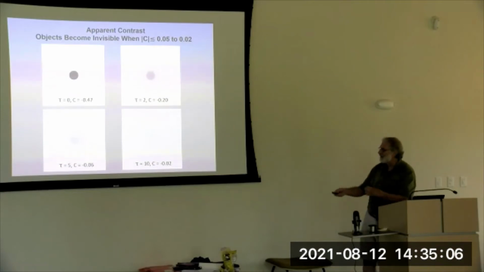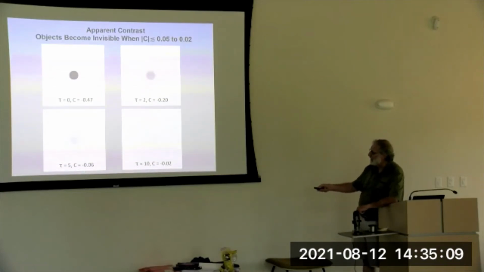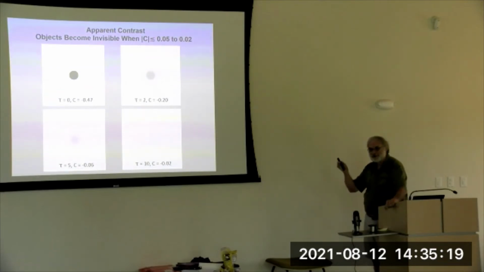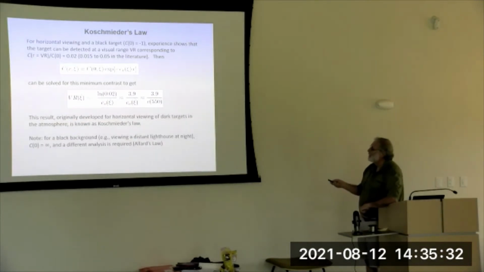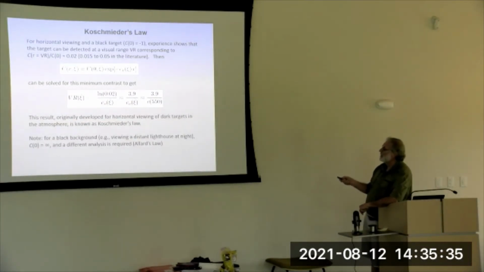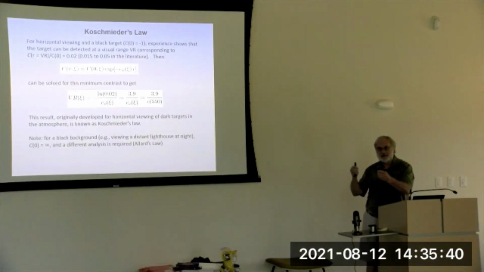At 5 optical distances, I can still see it. The contrast is minus 0.06. At 10 optical distances, I just can't see it anymore. The contrast is down to 0.02. So there's a little rule of thumb that you lose the ability to see something when the contrast, the apparent contrast, is down to a couple of percent. And in the literature, you'll find people use anything from about 1.5% to 5% as their dividing line for when they can see something and when they can't.